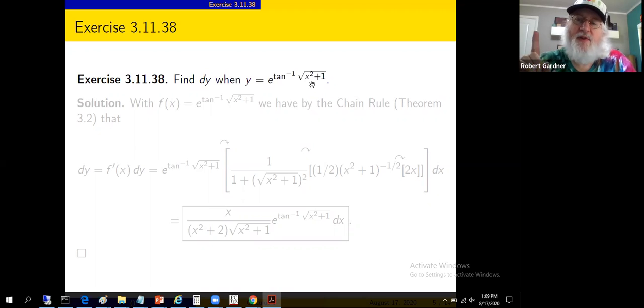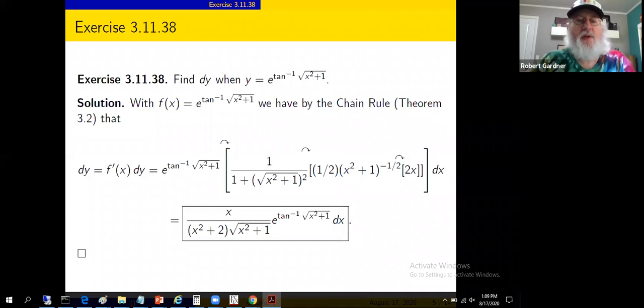There's, let's see, there's a first one, x squared plus 1. It's inside a square root function. There's a second one. It's inside a tangent inverse function, and that's inside an exponential function. 4 layers of functions that'll require 3 applications of the chain rule. It's 1 less than the number of levels of functions.